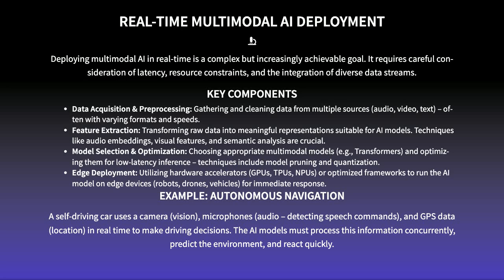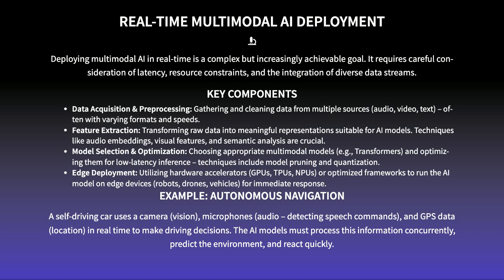Okay, let's talk about getting multimodal AI out into the world, specifically how we deploy it for real-time applications. It's not just about building a great model. You need to think about where it runs. The first step is gathering data from all your sources: audio, video, text, whatever's relevant. Then, you have to clean up the data and turn it into something the AI can understand, essentially extracting key features. Choosing the right model for the job is vital, and we often need to optimize these models to run quickly on hardware, which brings us to edge deployment.